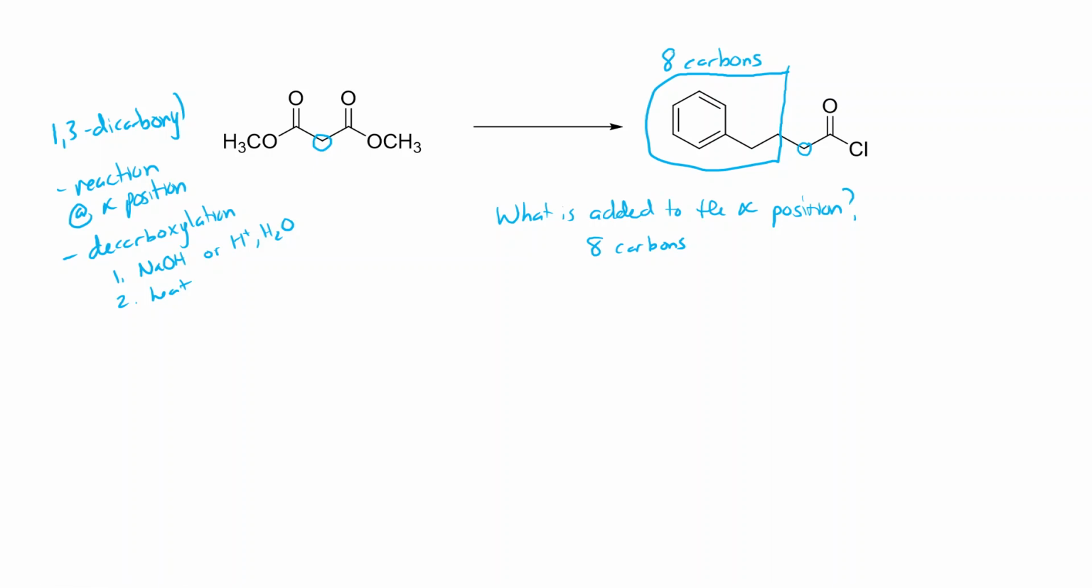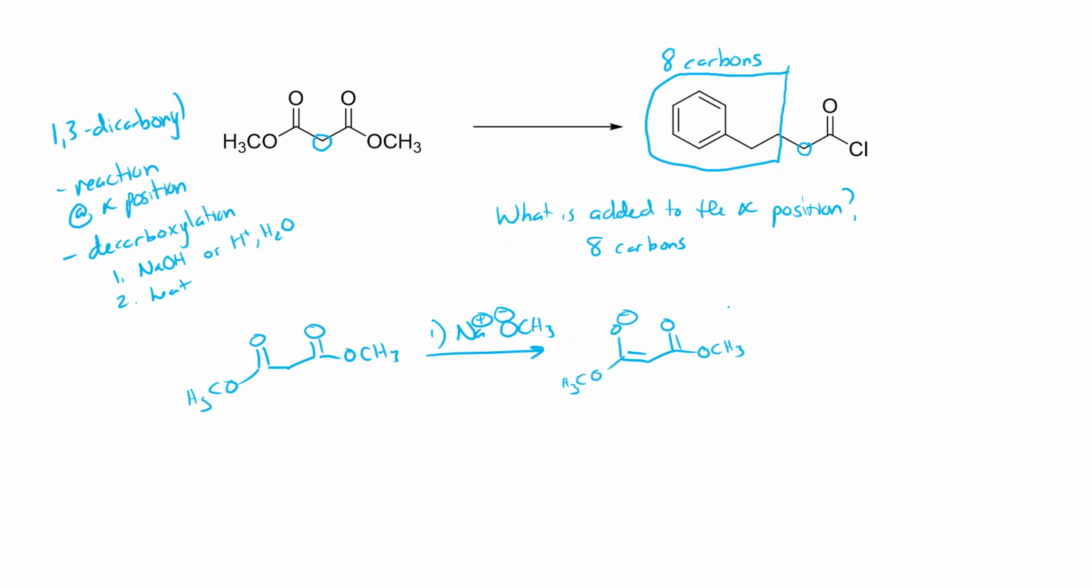And so the first thing we're going to do is take advantage of that reactivity and make the reaction happen at that alpha position. So the first thing I'm going to do is take a base and make the enolate at that alpha position. Step 1, OCH3. That's going to make the enolate, excuse me, at that position. So we get the removal of the hydrogen from the alpha position, we make the enolate, and now I'm going to add those 8 carbons.